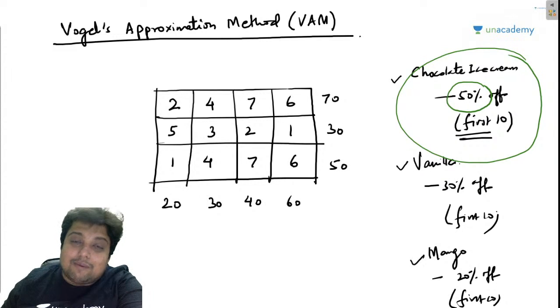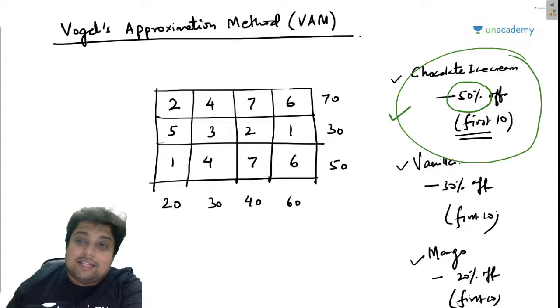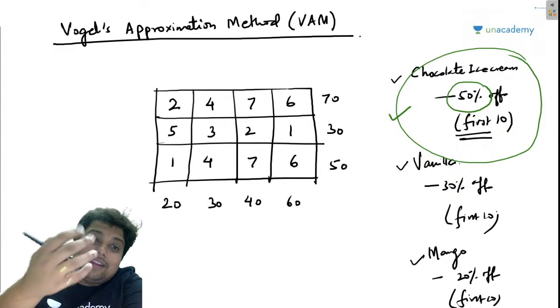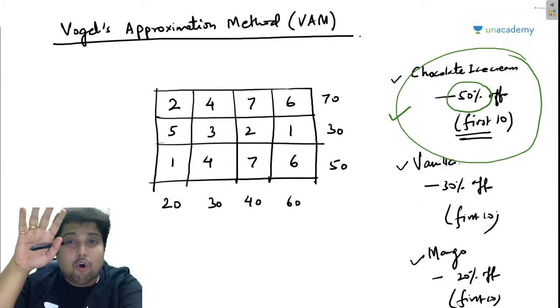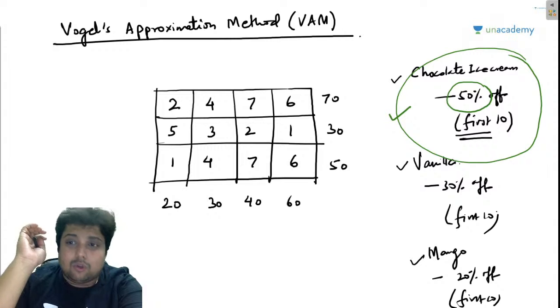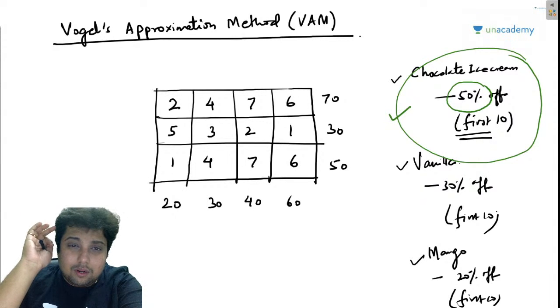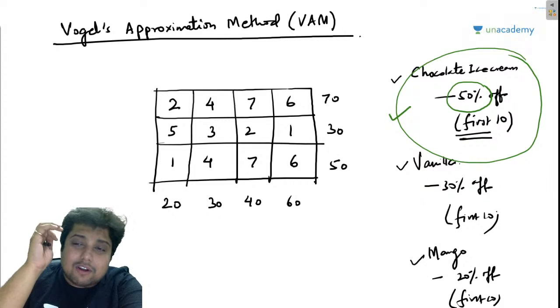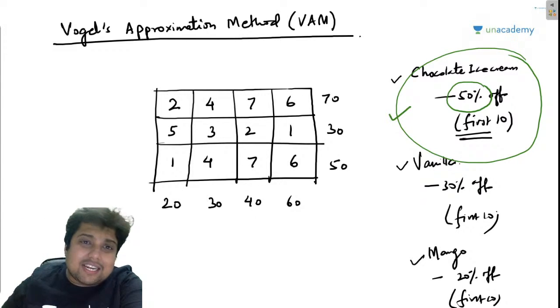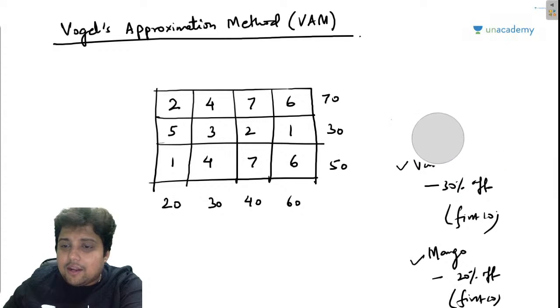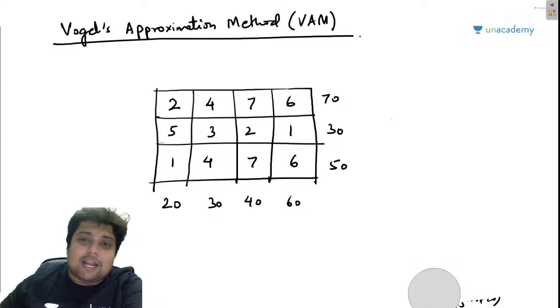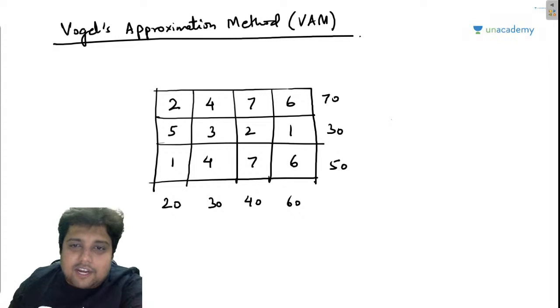Before these 10 customers grab the chocolate ice cream and the discount vanishes, if I want to eat chocolate, I will have to pay 50% more, double the price. I hope you are getting my point. So whenever we want to minimize our costing, whenever we want to shell out the minimum bucks, we will always target the discount which is the most. Otherwise, if this 50% chocolate ice cream goes by, I will have to shell out so much money.